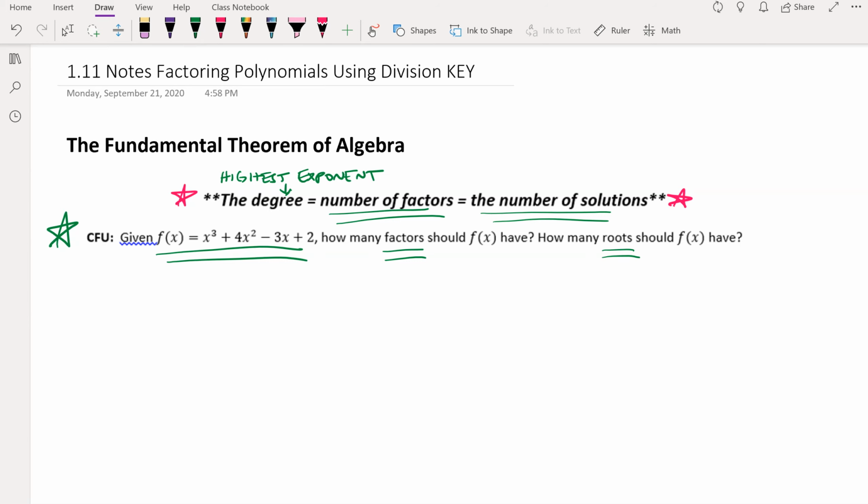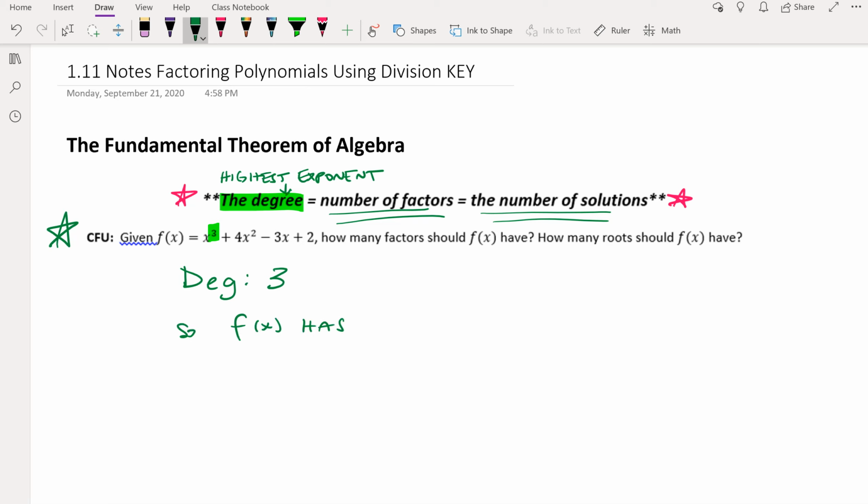How many factors and how many roots should this function have? All right, so the fundamental theorem of algebra says if you're looking for the number of factors or the number of roots, all you have to do is check what the degree is. The degree is the number of factors. It is the number of roots. So the degree is going to be that highest exponent. In this case, the degree is 3. So we're going to write a little note down. Degree is 3 here. So f of x has 3 factors and 3 roots. Yay.